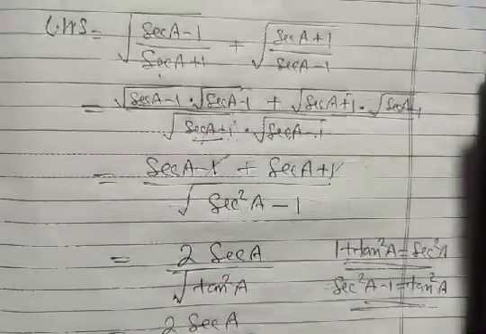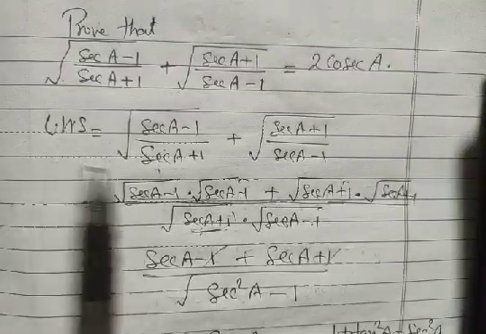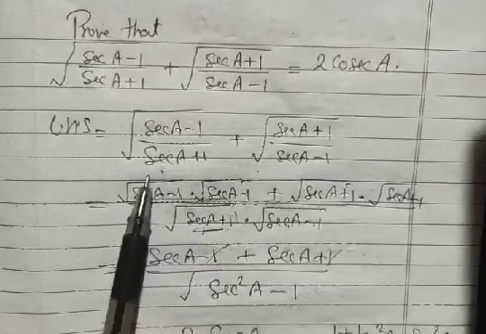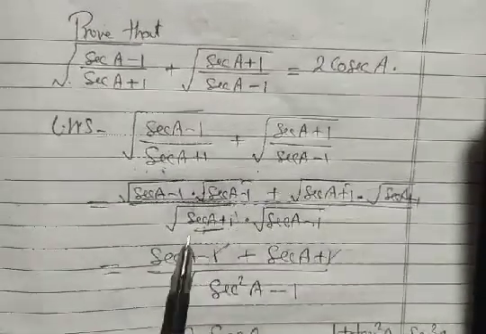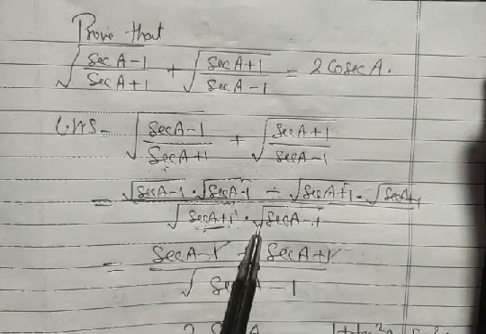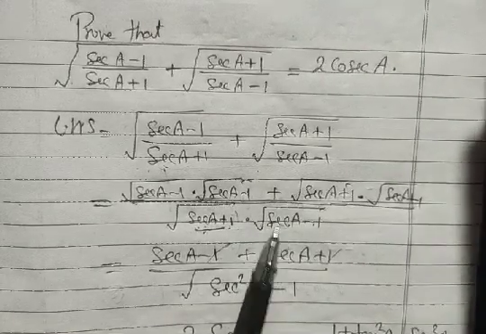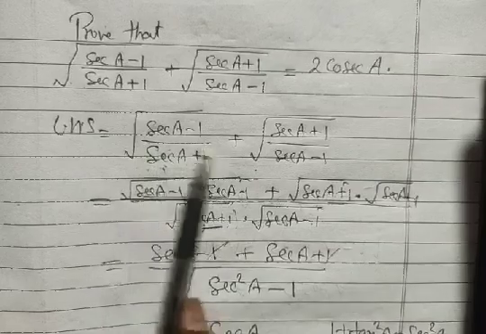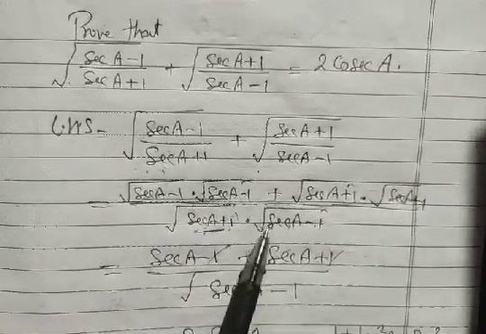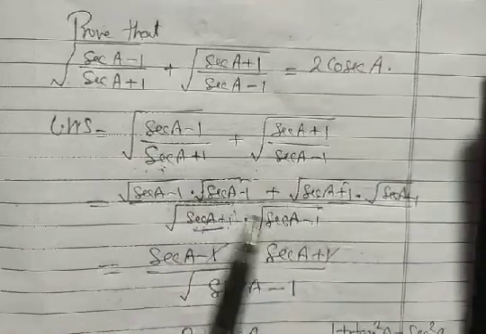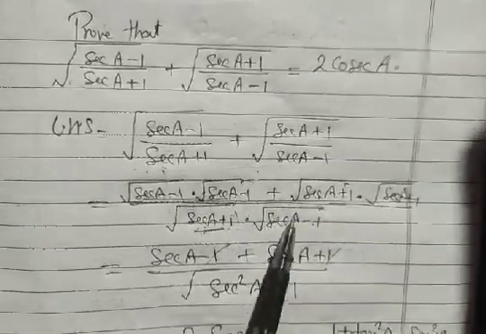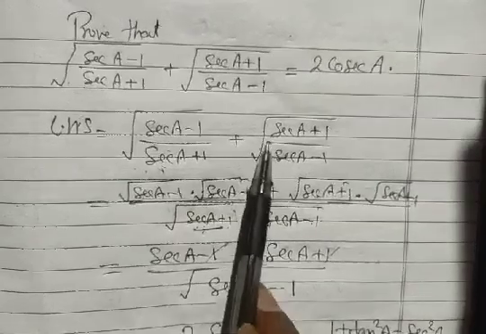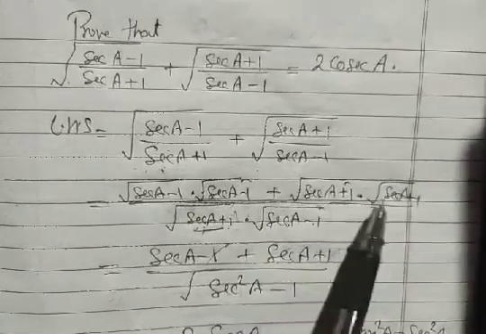Then I'm going to revise again. We started with our left hand side, taking LCM. Since it's root sec a plus 1 and root sec a minus 1, our LCM is root sec a plus 1 into under root sec a minus 1. When we divide by root sec a plus 1, we have root sec a minus 1 into root sec a minus 1. Same here, dividing by under root sec a minus 1, we have under root sec a plus 1 into under root sec a plus 1.